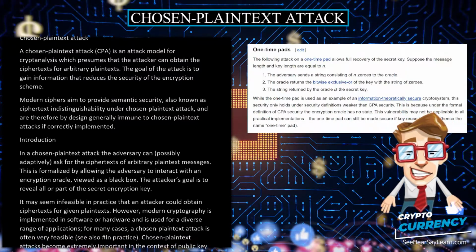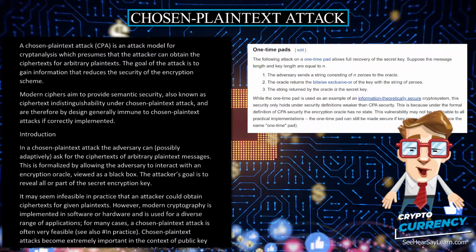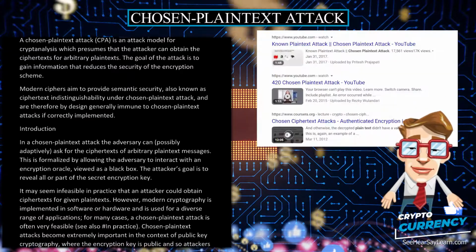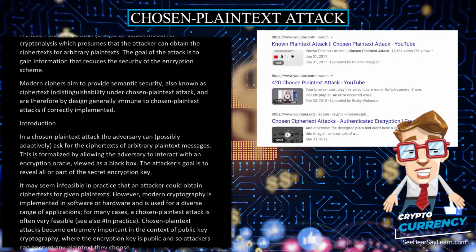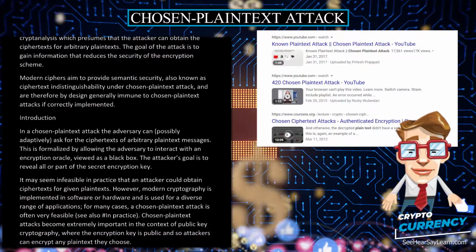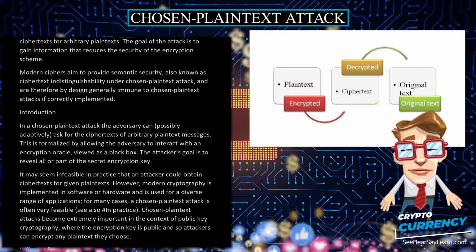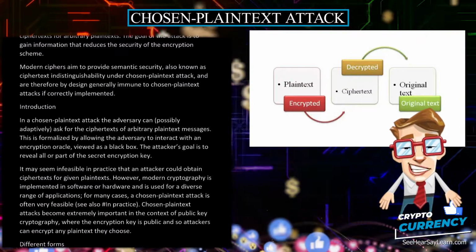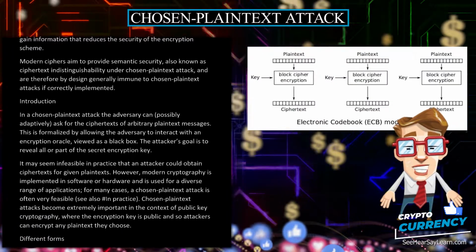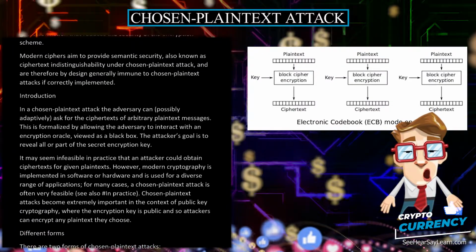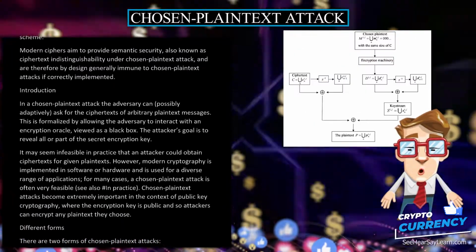Introduction. In a chosen plaintext attack, the adversary can, possibly adaptively, ask for the ciphertexts of arbitrary plaintext messages. This is formalized by allowing the adversary to interact with an encryption oracle, viewed as a black box. The attacker's goal is to reveal all or part of the secret encryption key.